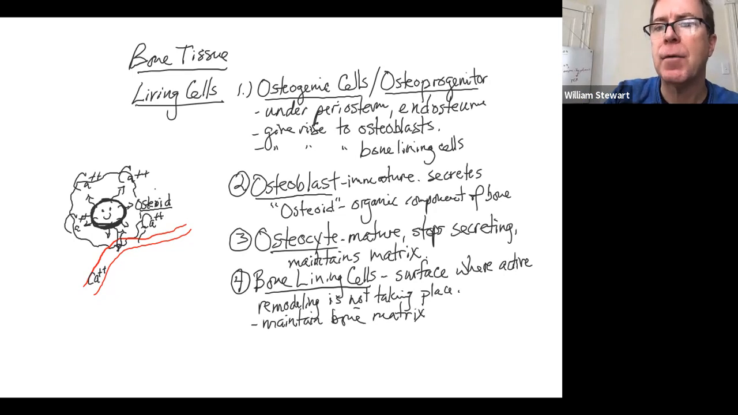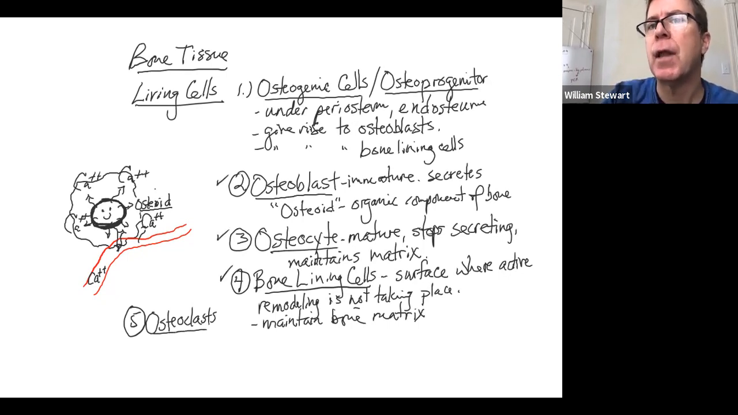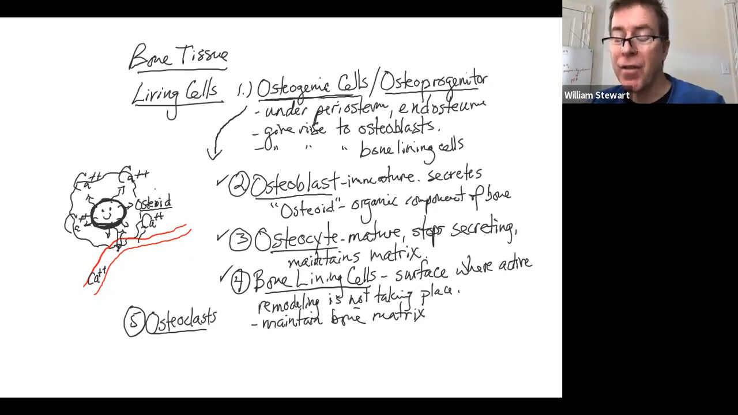Finally, number 5, I'm going to start it here so I don't run out of space. Osteoclasts. Before I go any further, osteoblasts, which become osteocytes, and bone lining cells are all synthesized by these osteogenic stem cells. Osteoclasts are not synthesized by osteogenic stem cells. So their derivation, where they come from, is a much different place.